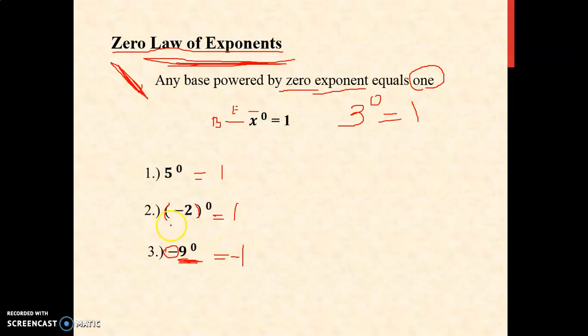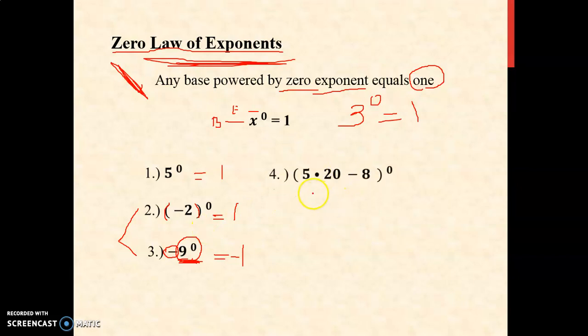You may ask why. Take a look at number 2 and number 3. Negative 2 is being enclosed by open and close parentheses. So the number is raised by 0. Okay, so that is equal to 1. While here, the number is raised to 0 and that is equal to 1. But there is a sign outside that one, and that is negative 1. Okay, so take a look at the difference.